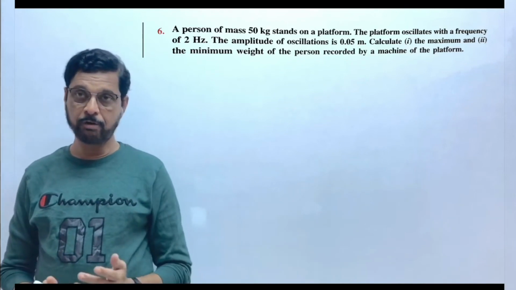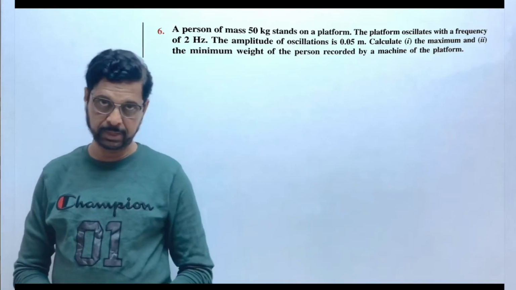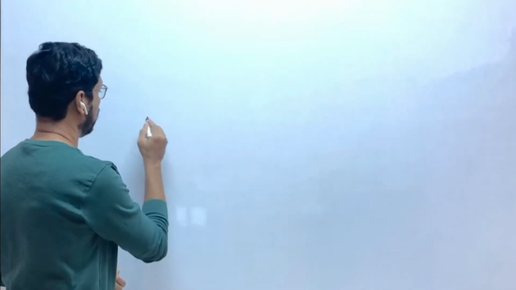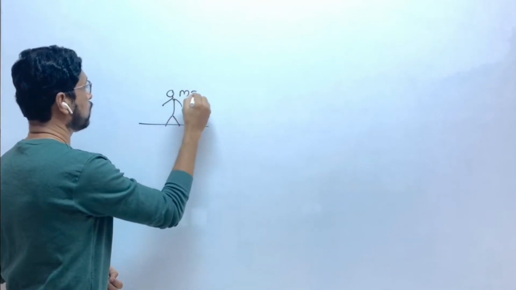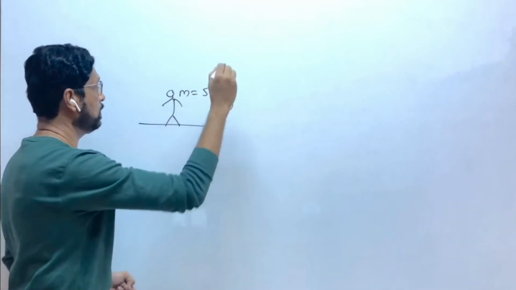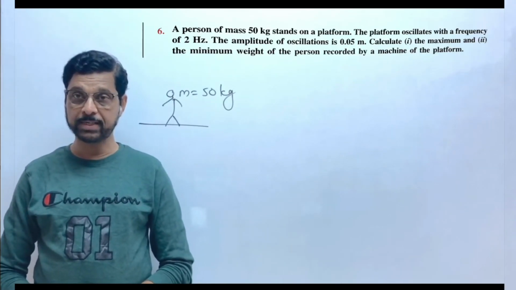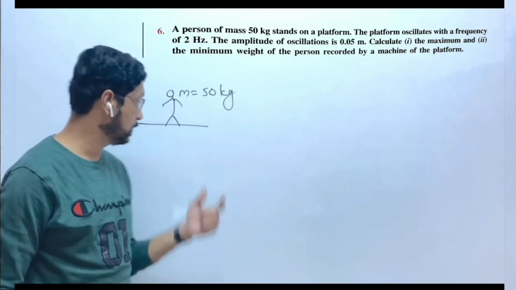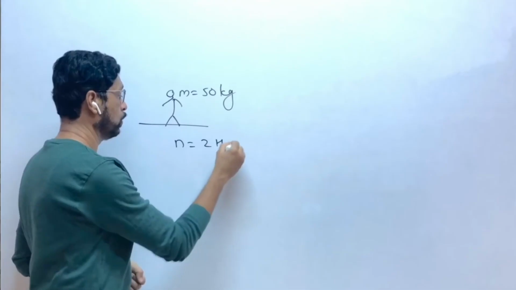A person of mass 50 kg stands on a platform. The platform oscillates with a frequency of 2 Hz.